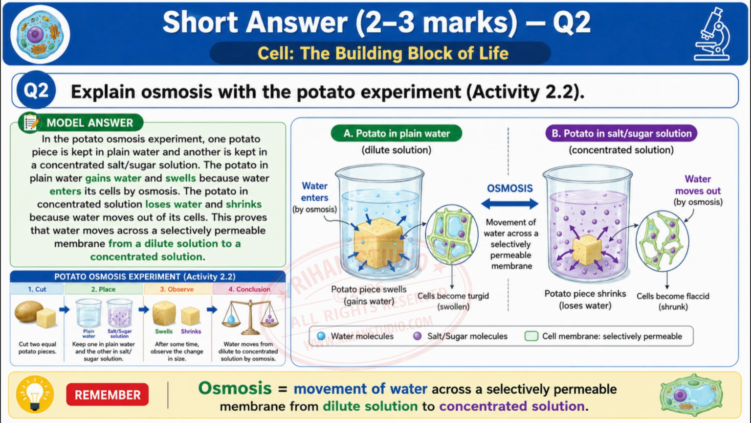2. Explain osmosis with the potato experiment. Activity 2.2. Model answer. In the potato osmosis experiment, one potato piece is kept in plain water and another is kept in a concentrated salt-sugar solution. The potato in plain water gains water and swells because water enters its cells by osmosis. The potato in concentrated solution loses water and shrinks because water moves out of its cells. This proves that water moves across a selectively permeable membrane from a dilute solution to a concentrated solution.